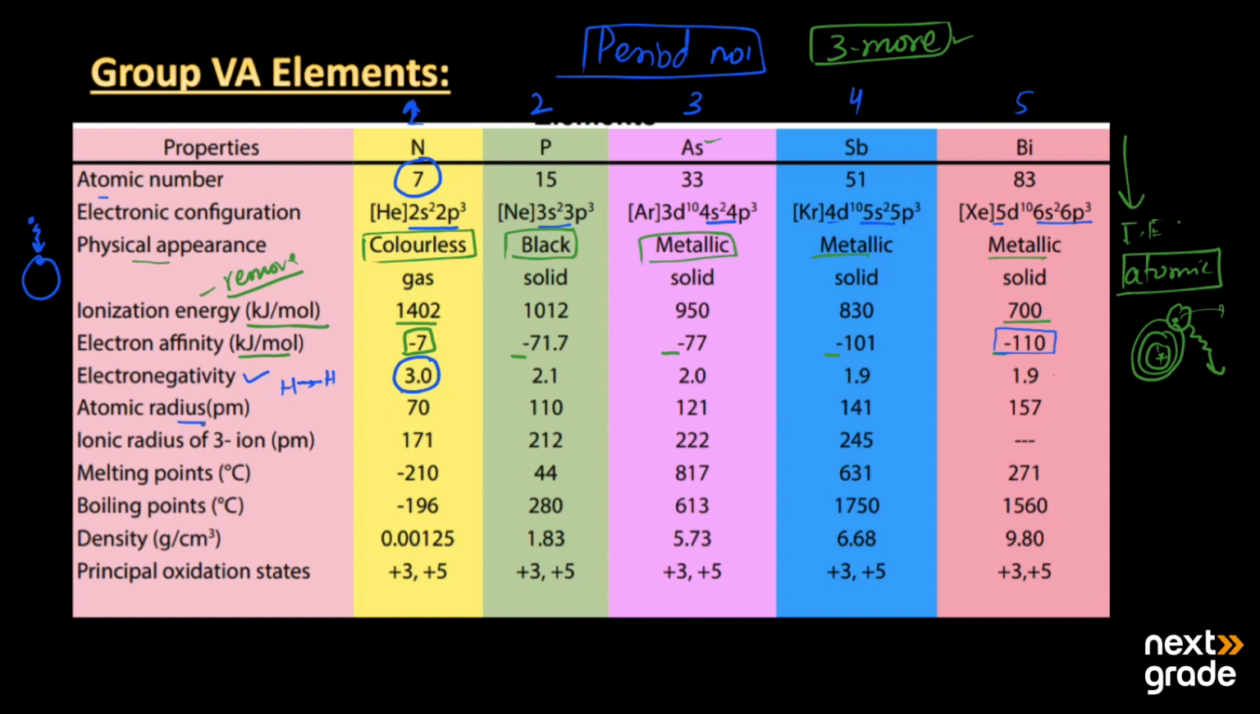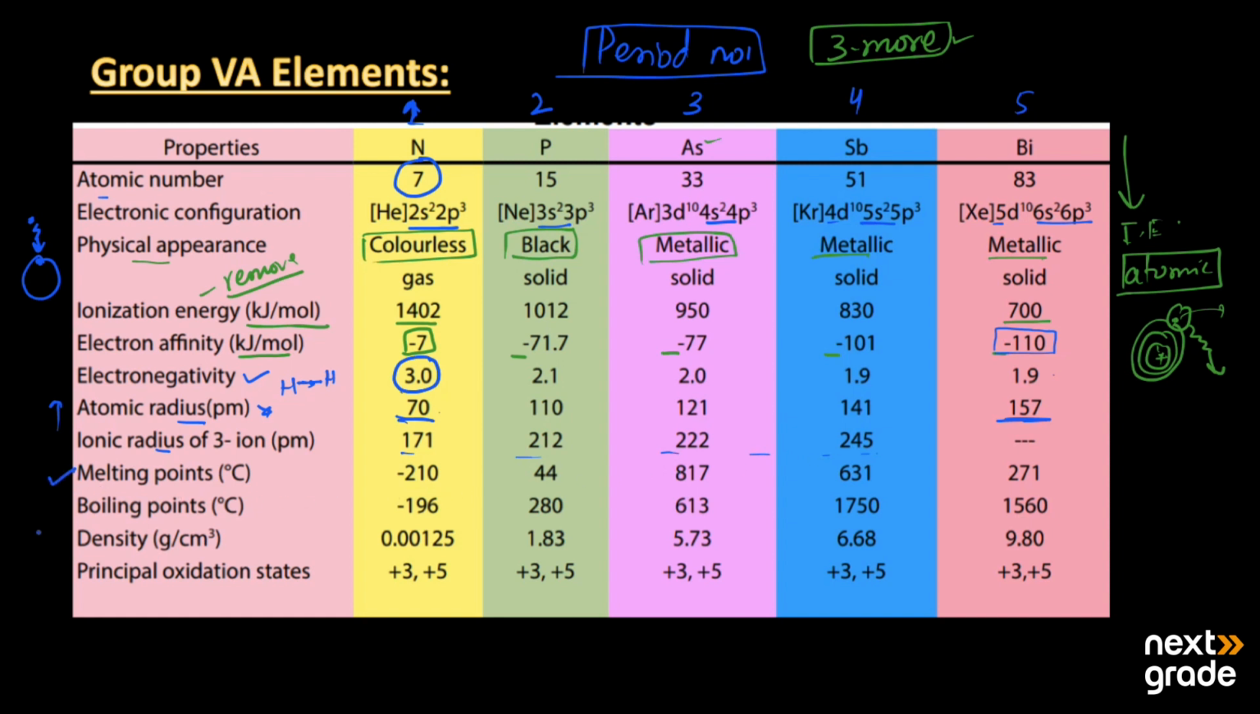Next is its atomic radius that is given in picometer. The first one has 70 and the last one has 157. So when we move from top to bottom, the atomic radius increases. Next, the ionic radius also increases when we move from top to bottom.